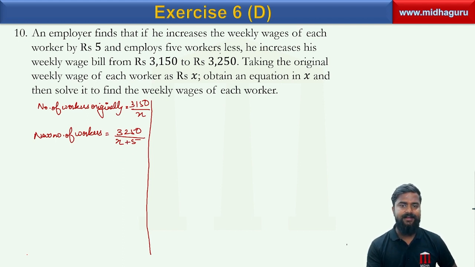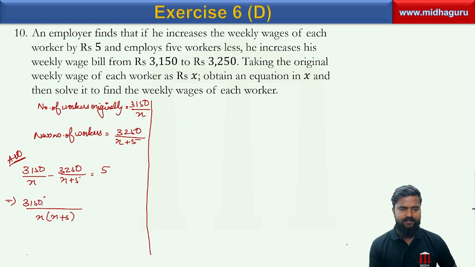Now it says that he employed 5 workers less, which means the number of workers is going to be lesser. So according to the question, 3150 by x minus 3250 by x plus 5 is equal to 5. We will form an equation from this. We will take the LCM as x into x plus 5. We have 3150 into x plus 5 minus 3250x, which is equal to 5.